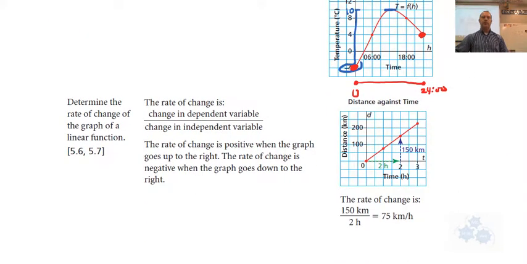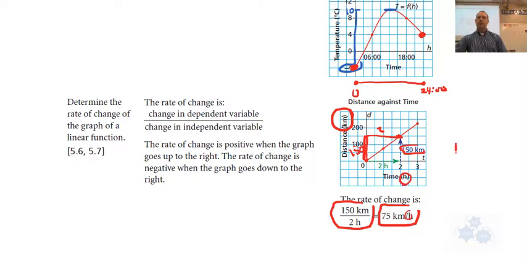Okay, so determine the rate of change for a graph. We did this as well. Again, you want to take the rise between any 2 points, and here they show it as 150 kilometers, divided by the run, which is 2 hours. So 150 divided by 2 is 75, and the units would be kilometers, the units for the rise, over hours, the units for the run.